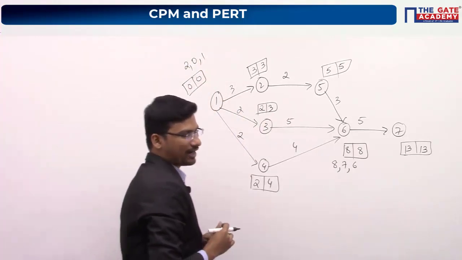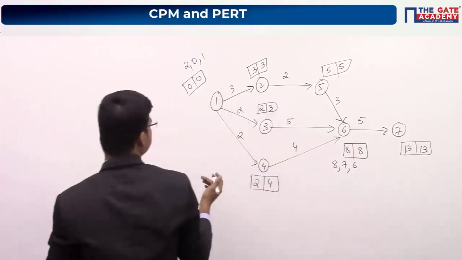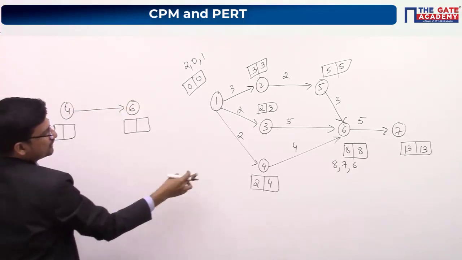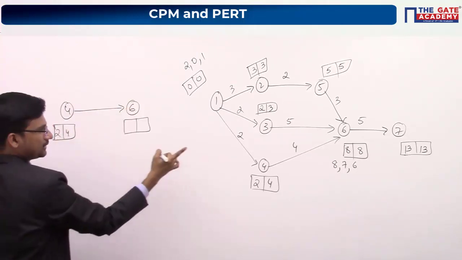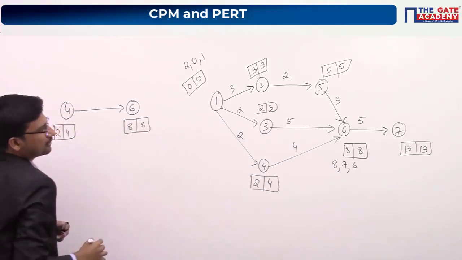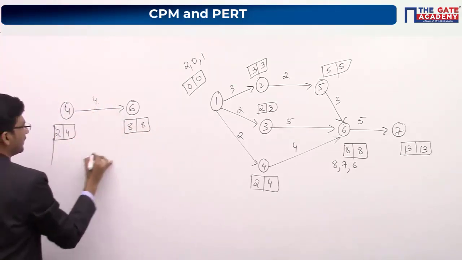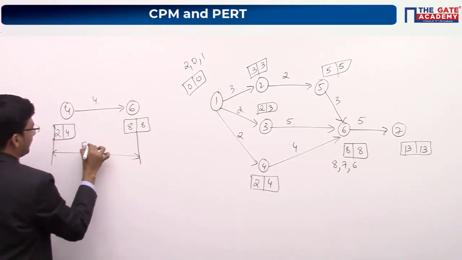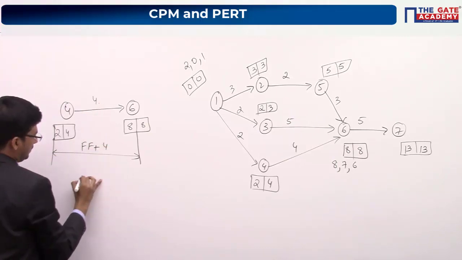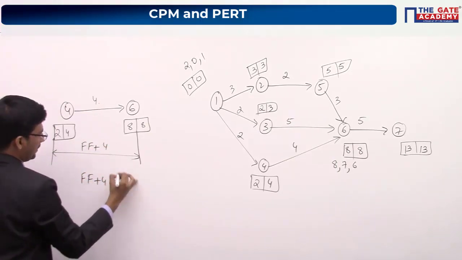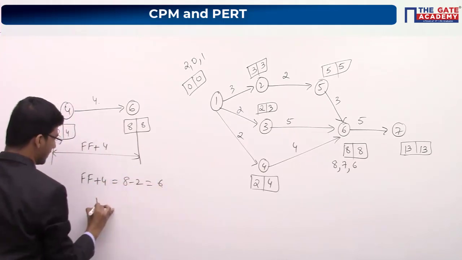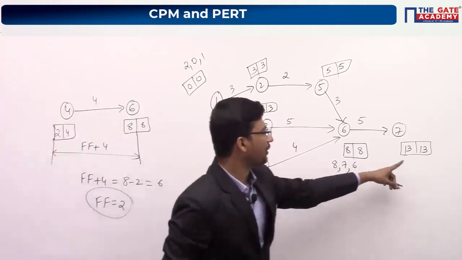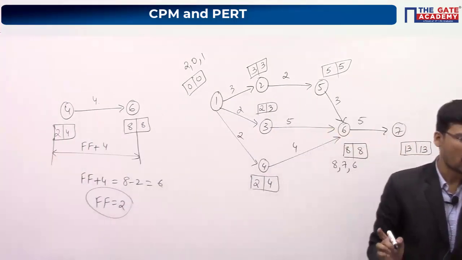So now they are asking us to find the free float value for 4 to 6. So take down this activity 4 to 6. 4 to 6 it is 2, 4 and 8, 8. So duration is 4. So you have to calculate free float. It will be from this point to this point. So free float plus dij value, it is 4. So free float plus 4 is equal to 8 minus 2. This is 6 and free float value will be 2. Okay. So free float value is 2 and project completion time is 13. So correct answer is option A.